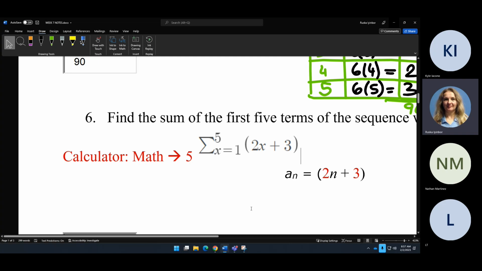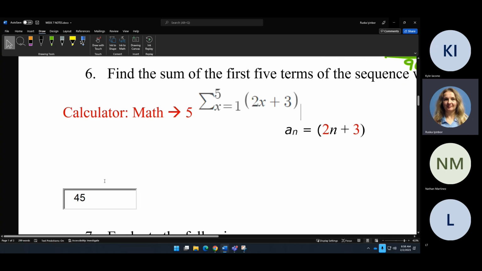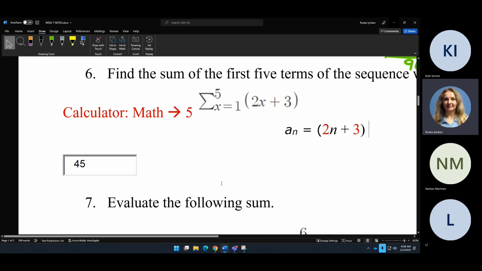Okay, guys, listen. Sigma means find the sum from the bottom number to the top number, and then after the symbol sigma is the formula. Everybody get that? Okay, so I just put here a little note for you. So on the calculator, you're going to put math and then 5, and then this is what you're going to see, and you're going to enter it exactly like that. And then when you press enter, you should get 45. Everybody get 45? Okay.